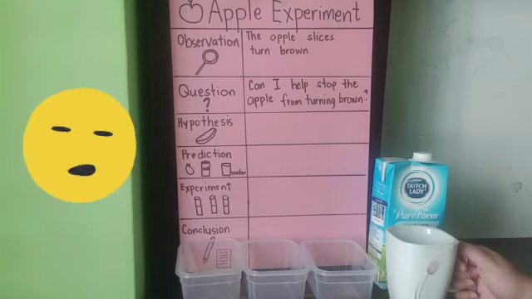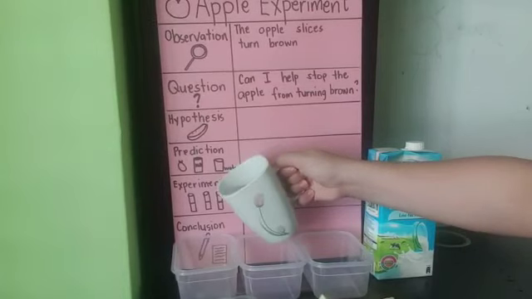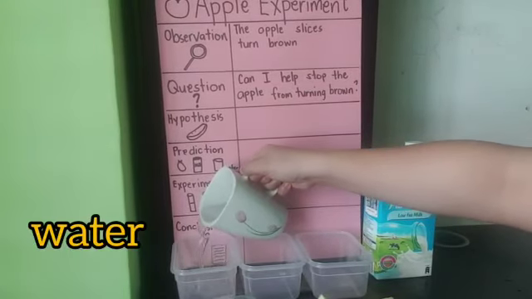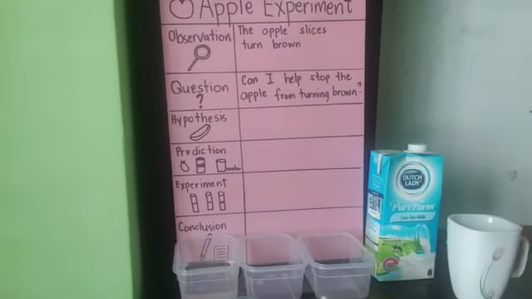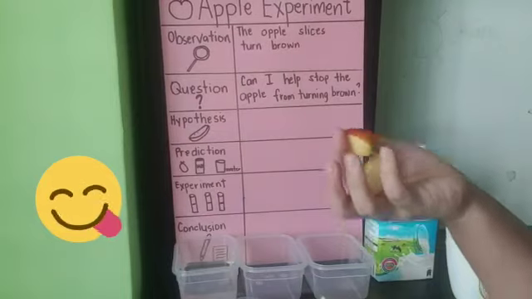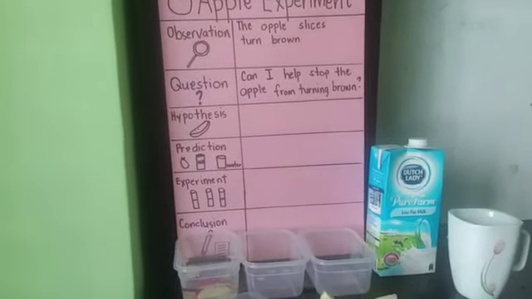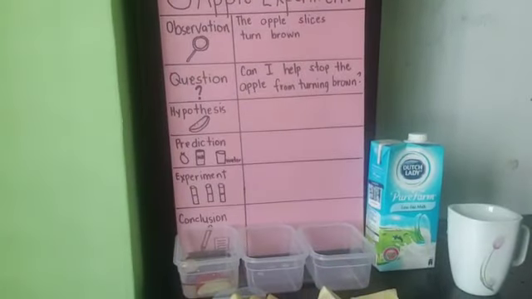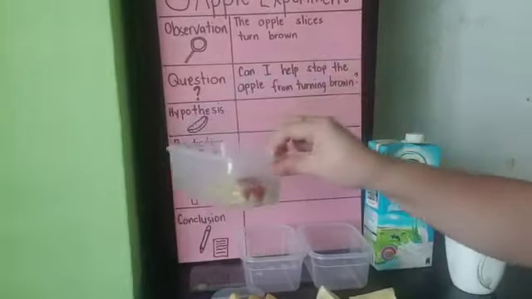So first, we'll start with water. So in one container, we'll just pour some water. That's right. And then we will put some apples. So 2 slices of apples. We will put the apples over there. This is what we usually do in school, right? So we put the apples over here in the water.